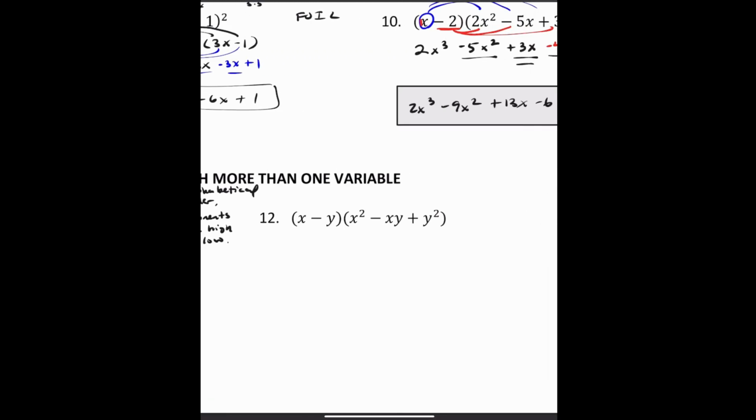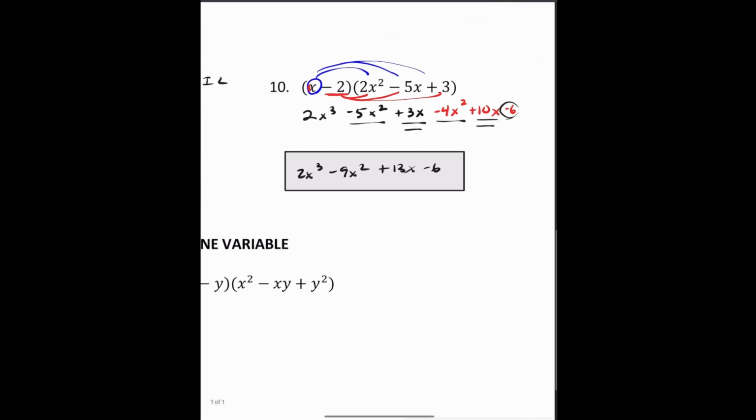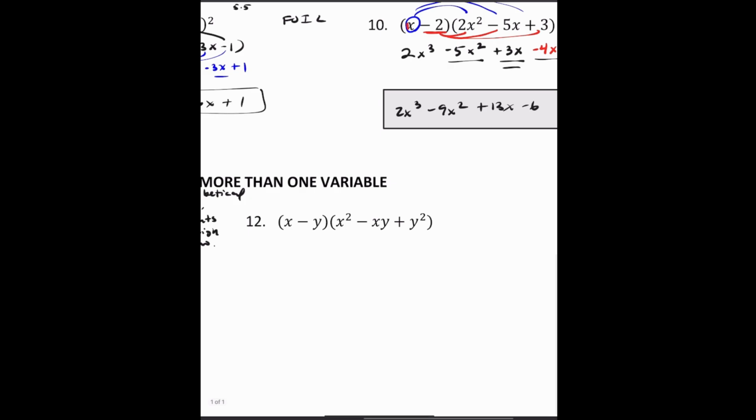Number 12, we have x minus y times x squared minus xy plus y squared. So we have a binomial times a trinomial. This problem is very, very similar to number 10. So what I need to do is I look at this x and distribute that to each term in the trinomial. So x times x squared, that's x to the first times x squared, or x to the first plus 2, that's x cubed, right?